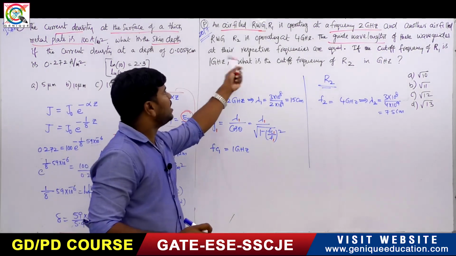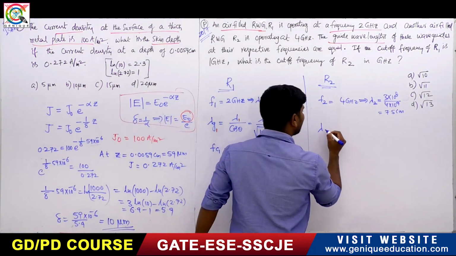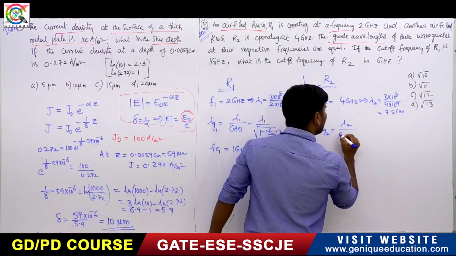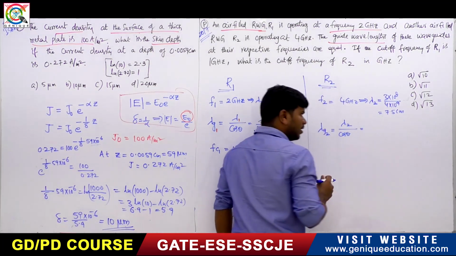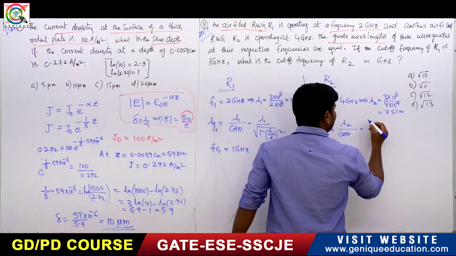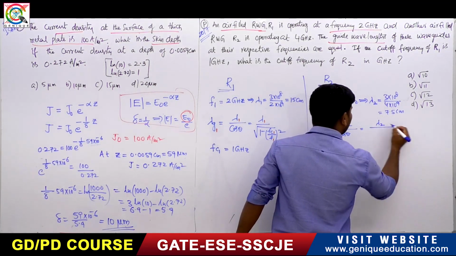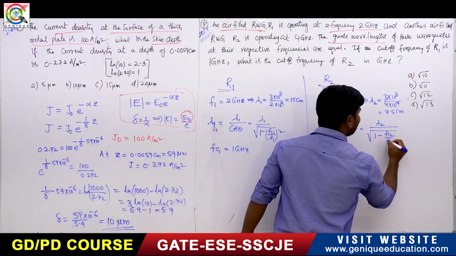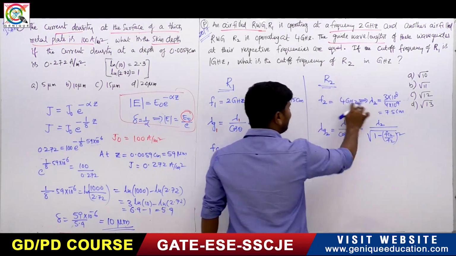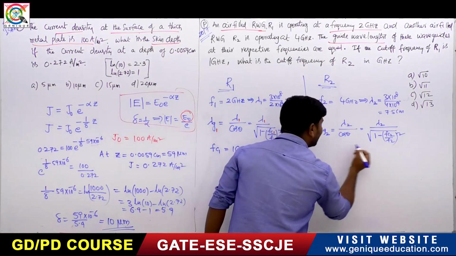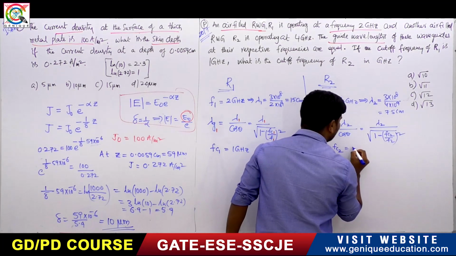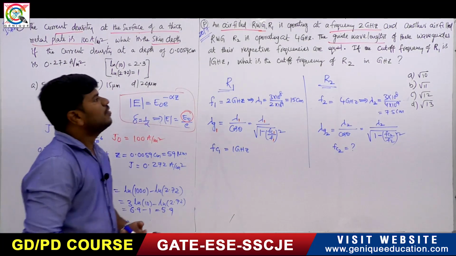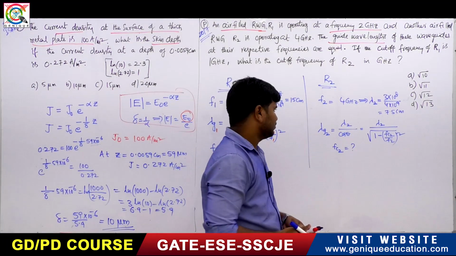Similarly, what is the guided wavelength for rectangular waveguide 2? Lambda g2 is equal to lambda 2 divided by cos theta. So lambda 2 divided by cos theta is how much? Root over 1 minus fc2 divided by f2, whole square. f2 is given, and fc2 we have to find. We have to find the cutoff frequency of the waveguide R2.